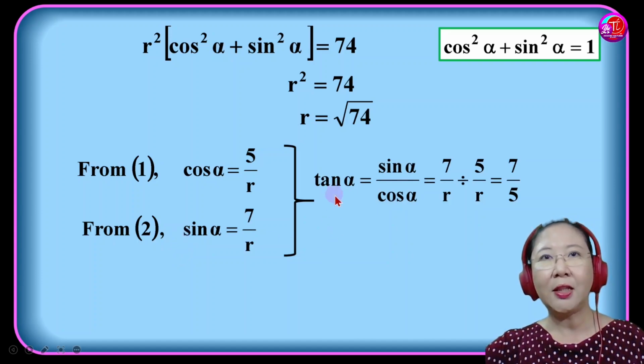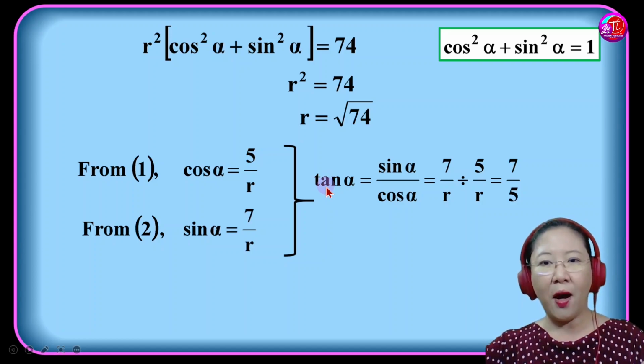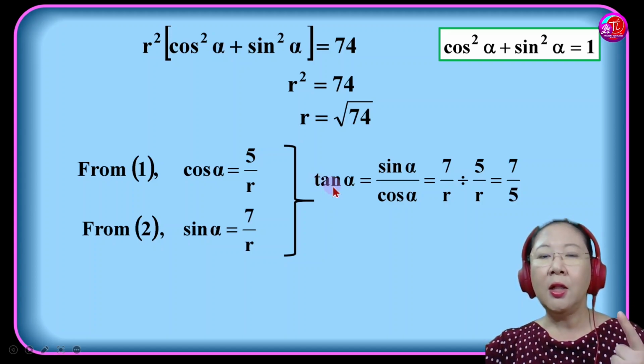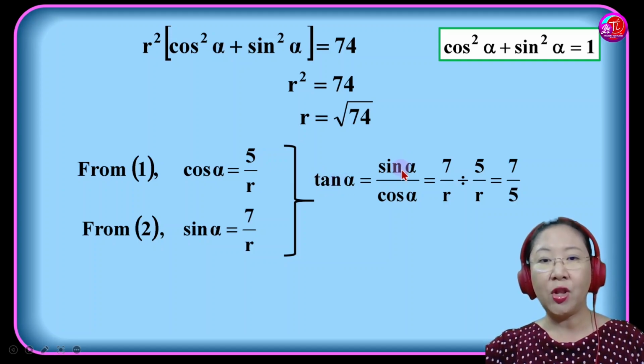So you know already, tangent alpha, that is a must. You must calculate your r. You must calculate the tangent alpha. So you will write tangent alpha. You know from trigonometry, tangent alpha is sine over cos. So you will set it in nicely and then you will do the division.